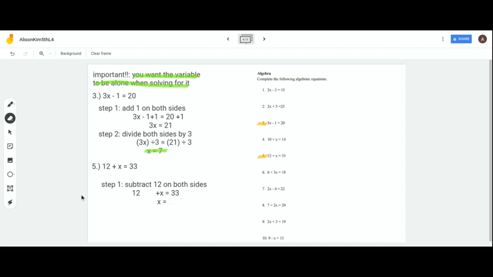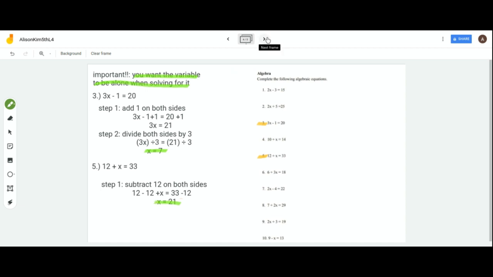And for number 5, this is very easy because it only has one step. 12 plus x equals 33. So the one step is subtracting 12 on both sides. You do minus 12 right here, and you do minus 12 right here. Because when you subtract 12 on the left side, then you're just left with x automatically. And 33 minus 12 is just 21, so x equals 21. And this will be your final answer for number 5 for algebra.